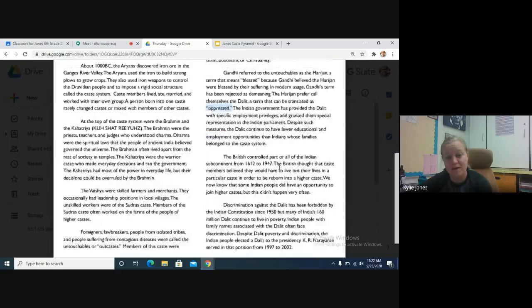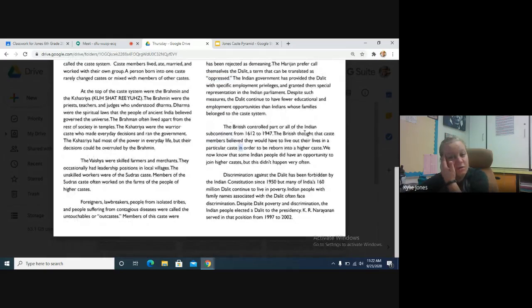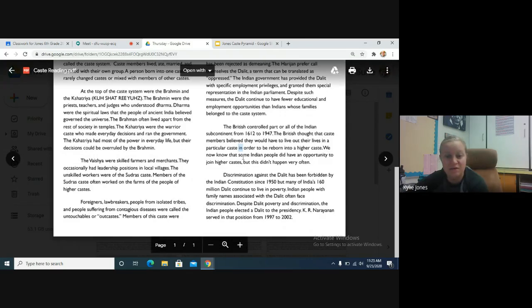Despite such measures, the Dalit continue to have fewer educational and employment opportunities than Indians whose families belong to the caste system. The British controlled part or all of the Indian subcontinent from 1612 to 1947, so that's almost 300 years. The British thought that the caste members believed they would have to live out their lives in a particular caste in order to be reborn into a higher caste.